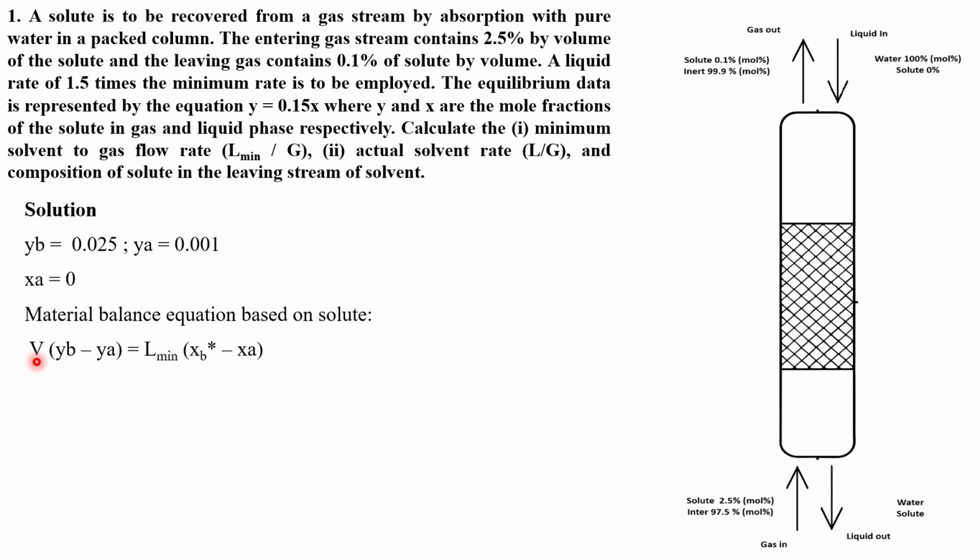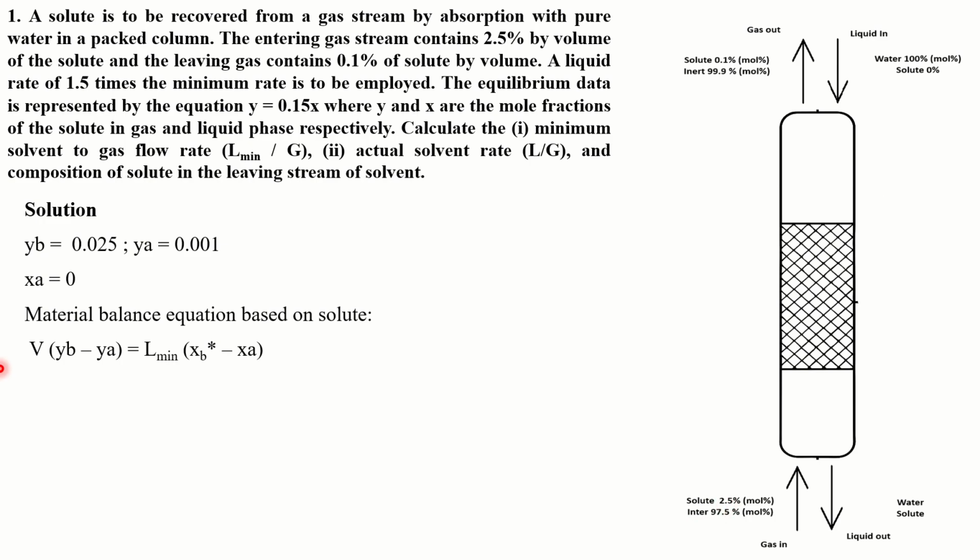In this expression, V refers to the molar flow rate of gas, which can be taken as G, and L minimum is the minimum solvent flow rate. YB is the mole fraction of solute in the inlet stream of gas, YA is the mole fraction of solute in the exit stream of gas, XA is the mole fraction of solute in the inlet stream of liquid, and XB star is the equilibrium value of solute in liquid phase corresponding to the YB value.